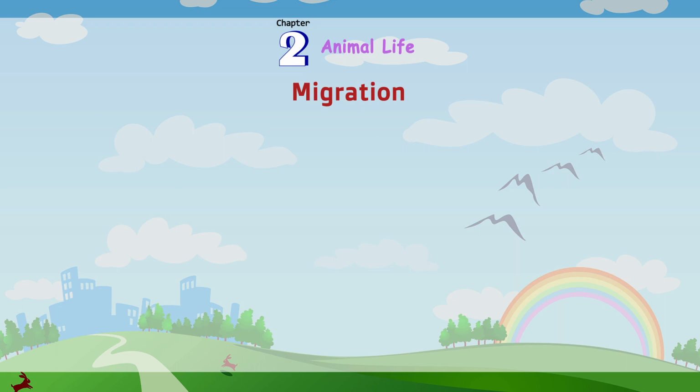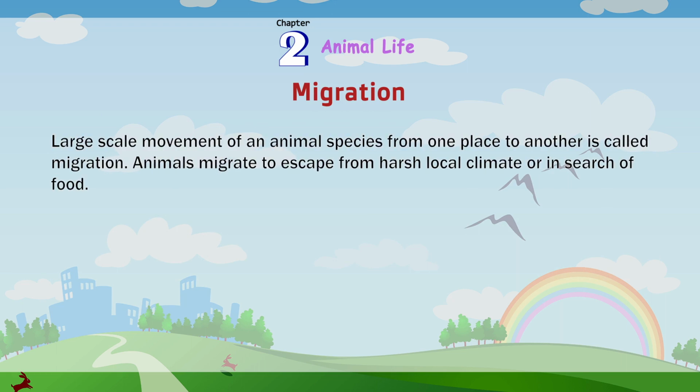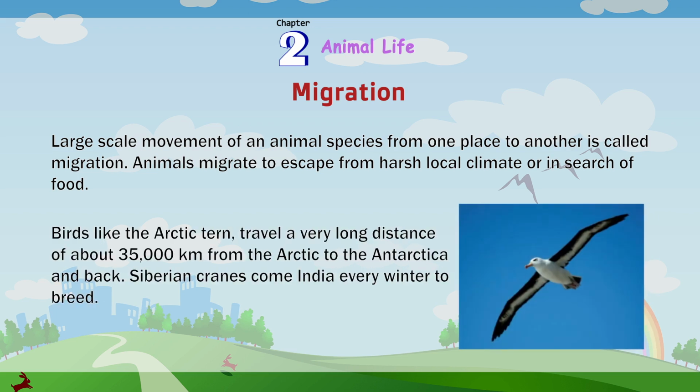Migration. Large-scale movement of an animal species from one place to another is called migration. Animals migrate to escape from harsh local climate or in search of food. Birds, like the Arctic tern, travel a very long distance of about 35,000 kilometers from the Arctic to the Antarctica and back. Siberian cranes come to India every winter to breed.